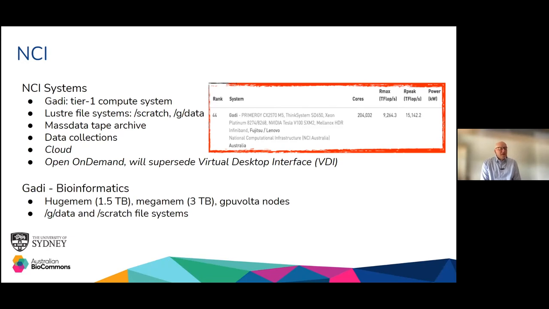Gadi itself can be thought of as a tier one, very large national scale supercomputer system. It does have some specialized hardware that can be of particular use to bioinformatics, in particular the Huge Mem, Mega Mem, and GPU nodes that are available. Huge Mem and Mega Mem give users access to much larger amounts of memory than are available on the bulk of Gadi's compute nodes. That's something that users are learning to leverage, and we're getting up to speed with supporting those effectively. But they can be very useful for certain types of calculations.